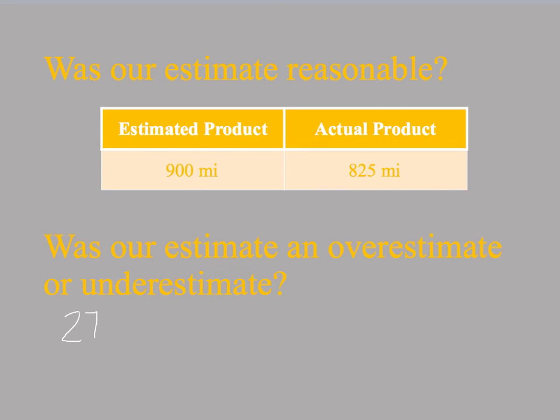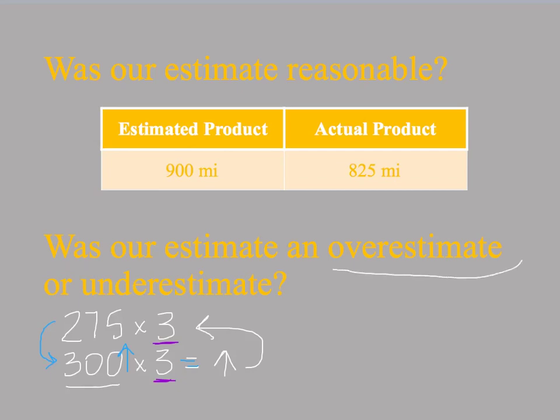We had 275 times 3, and we rounded it to 300 times 3. Well, our 3 stayed the same, so we don't really need to look at that, but we do need to look at our first factor. From going from 275 to 300, we made this number bigger. So the value of this product of 300 times 3 is going to be bigger than the value of this product because my 300 is larger. So in this case, our estimate is an overestimate.